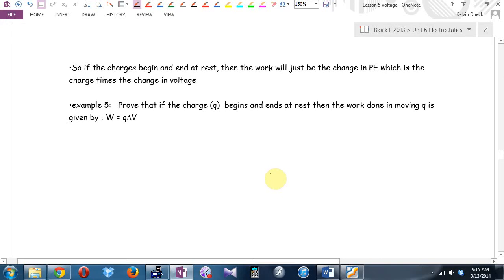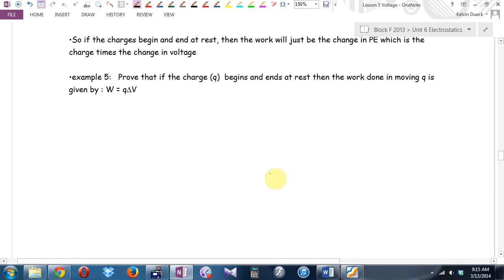So, if the charges begin and end at rest, then the work will just be the change in potential energy, which is the charge times the change in voltage. So I wrote here, prove that if a charge begins and ends at rest, then the work done in moving Q is given by that.